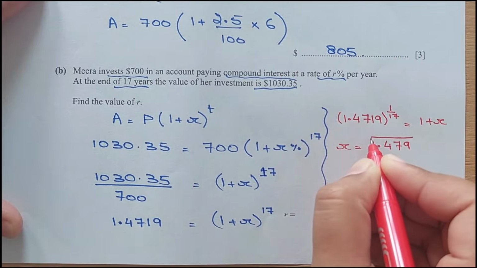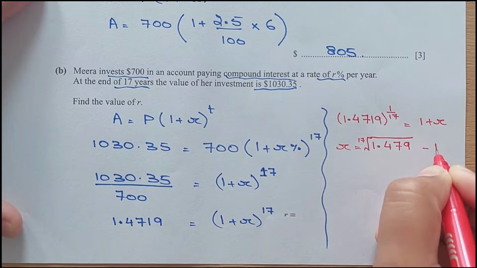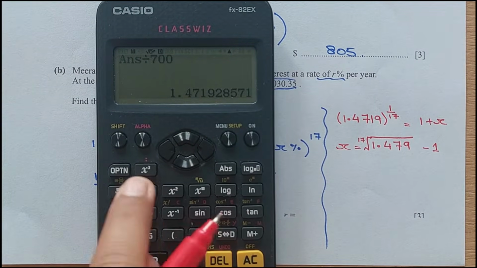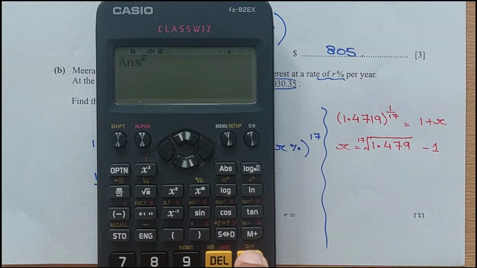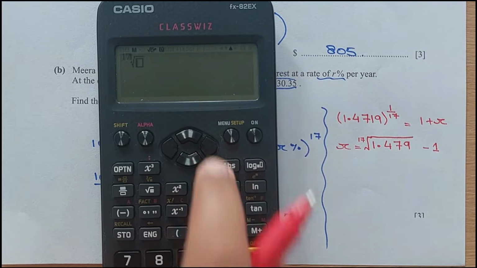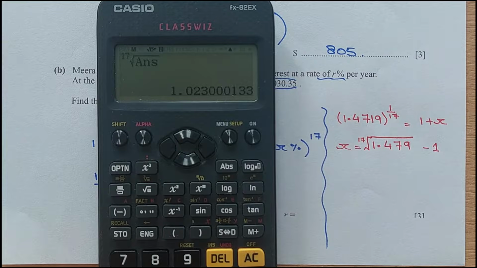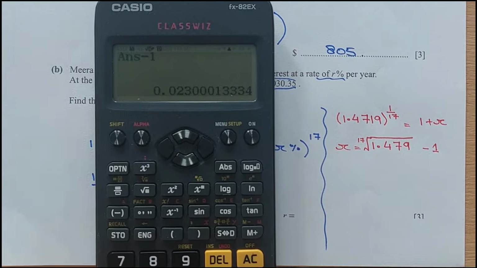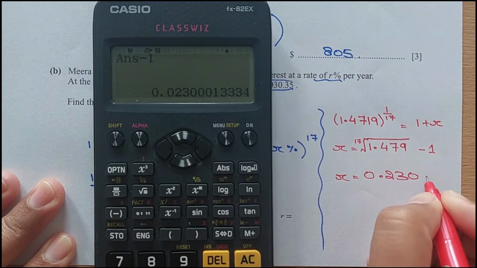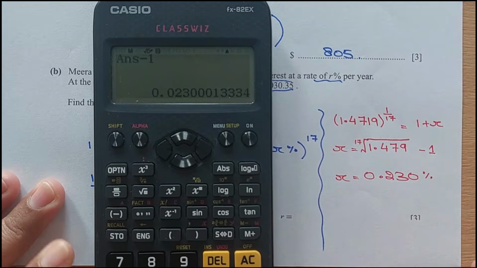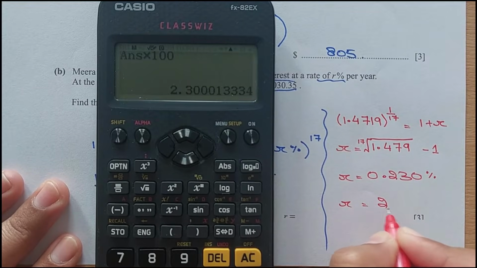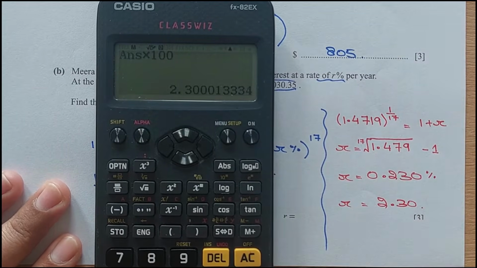So 1.4719, this is the 17th root, and then subtract 1. Okay, so this was the answer. Let me take its root. So now we have to do the 17th root, the answer is this, and subtract 1. So that is equal to 0.230. R is this. Now we need to find it in terms of percentage, so we have to multiply by 100. So R is 2.30, that is the interest rate.